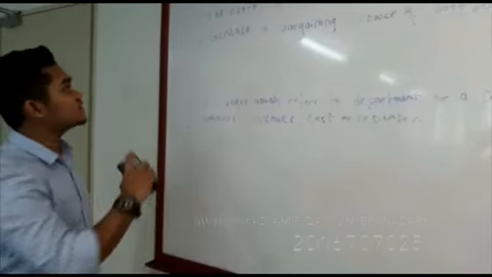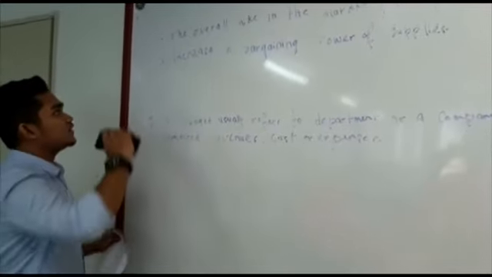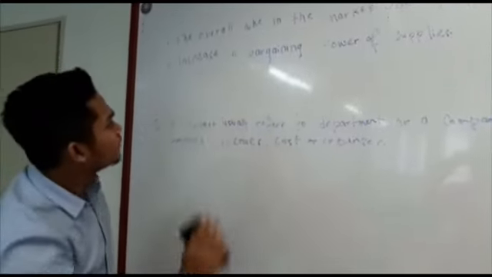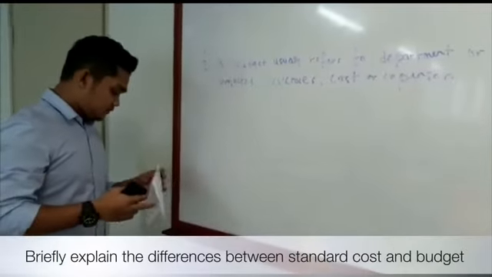Okay, for question 5C, the question is to give two reasons for adverse material price variance. So the first answer is the overall hike in the market price of material, and the second is an increase in the bargaining power of suppliers.